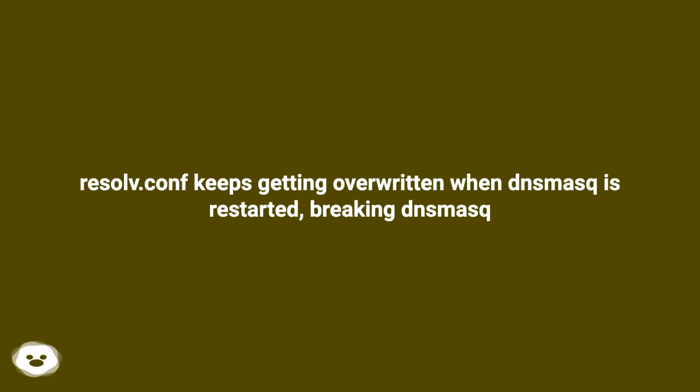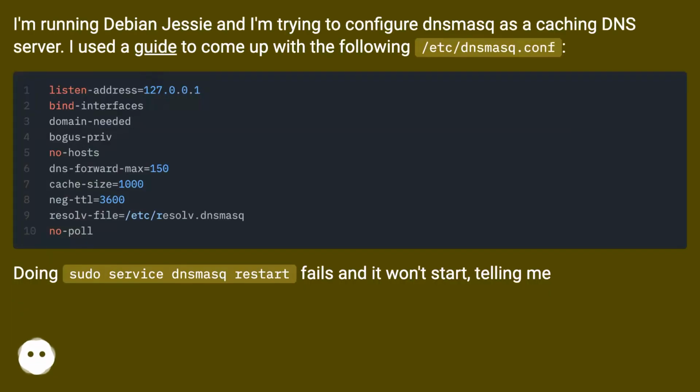Resolv.conf keeps getting overwritten when Dnsmasq is restarted, breaking Dnsmasq. I'm running Debian Jessie and I'm trying to configure Dnsmasq as a caching DNS server. I used a guide to come up with the following /etc/dnsmasq.conf.